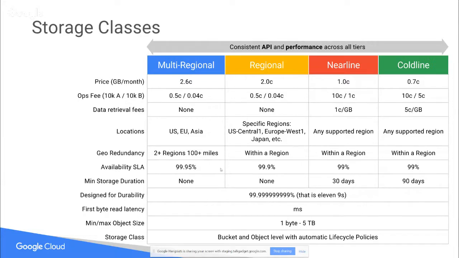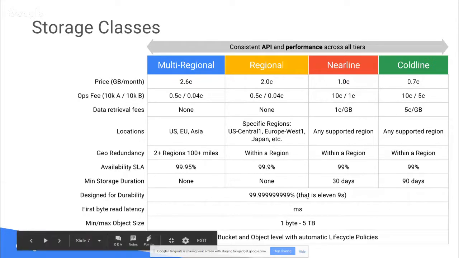Now, there's also availability. Because multi-regional is replicated, you see that SLA for availability is 99.95%. The SLA for regional is 99.9, and then Nearline and Coldline both 99%. So that's availability. Now, the durability is 11 nines.